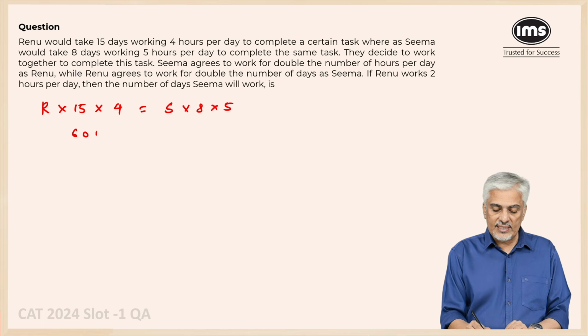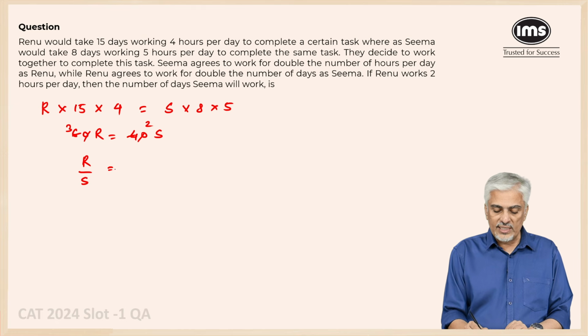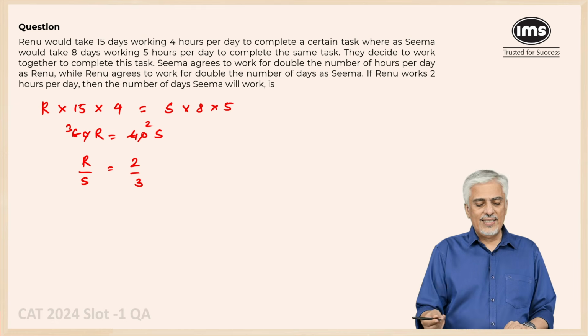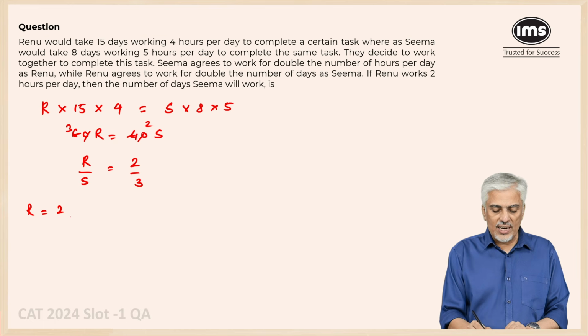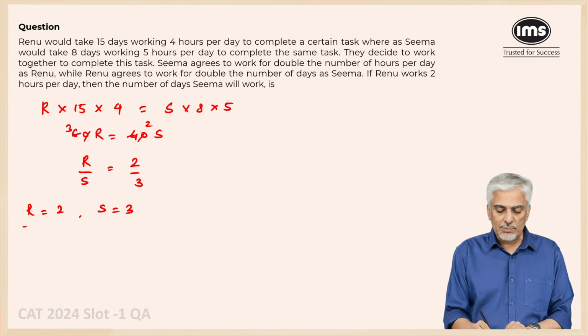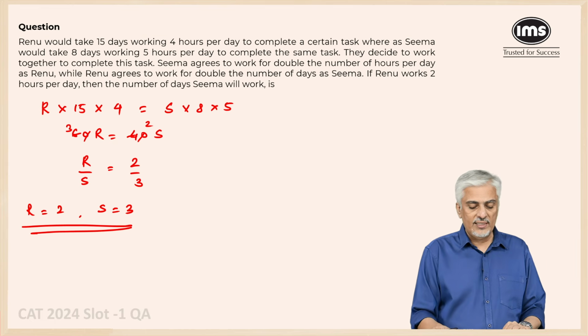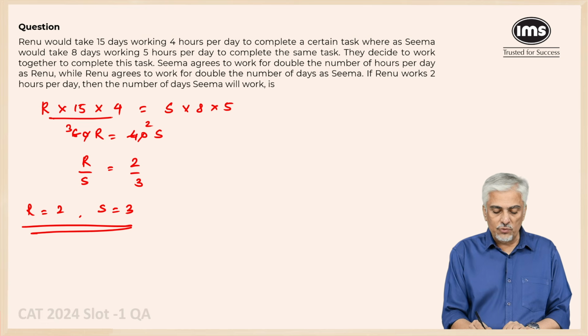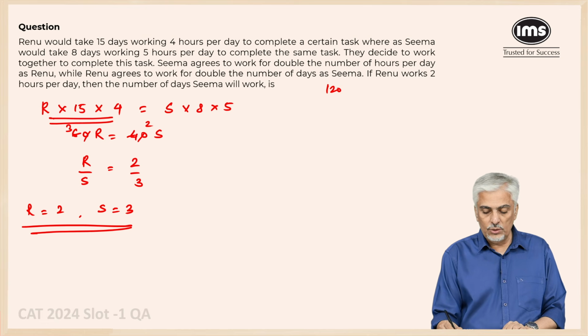So can I say 60 R is equal to 40 S? Cut the zeros. 2 3s are 6, 2 2s are 4. R upon S is 2 upon 3. So I can actually take for my calculations R is 2 and S is 3 only. These are the possible values. So if R is 2, S is 3, and my total work would become 120 units.